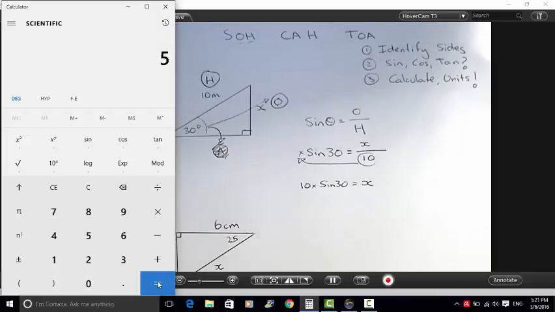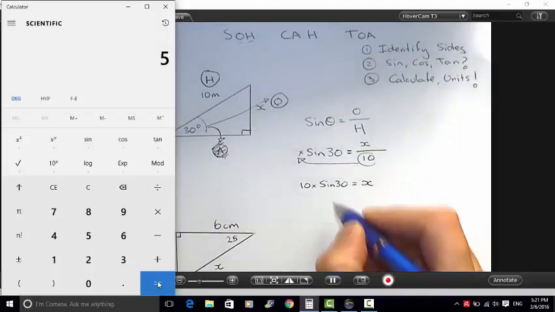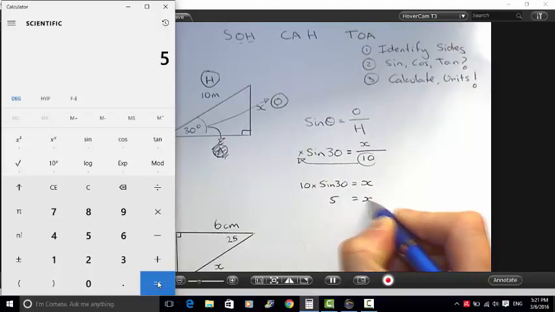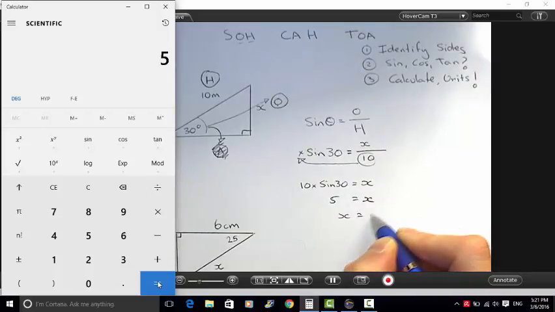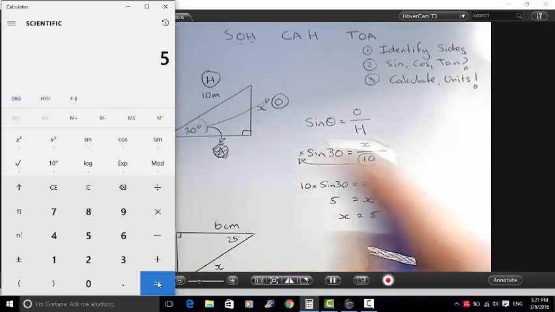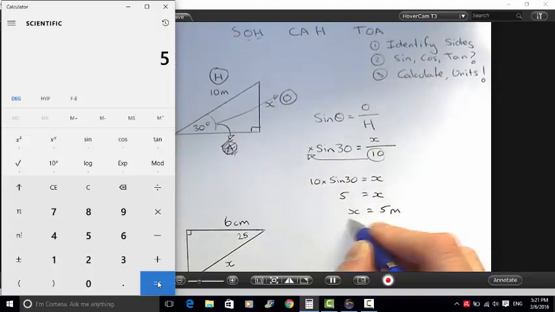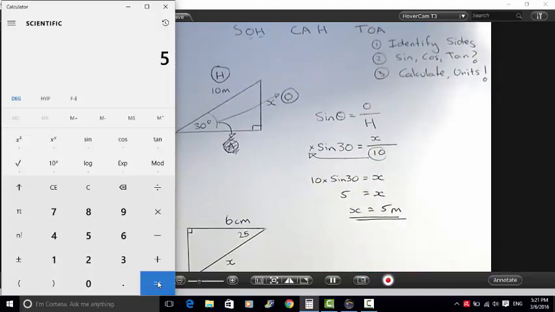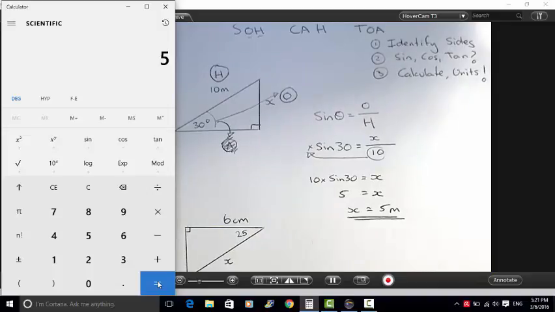Then I put equals and I get 5. So x equals 5, and don't forget the units, metres. Okay, let's do the next one.